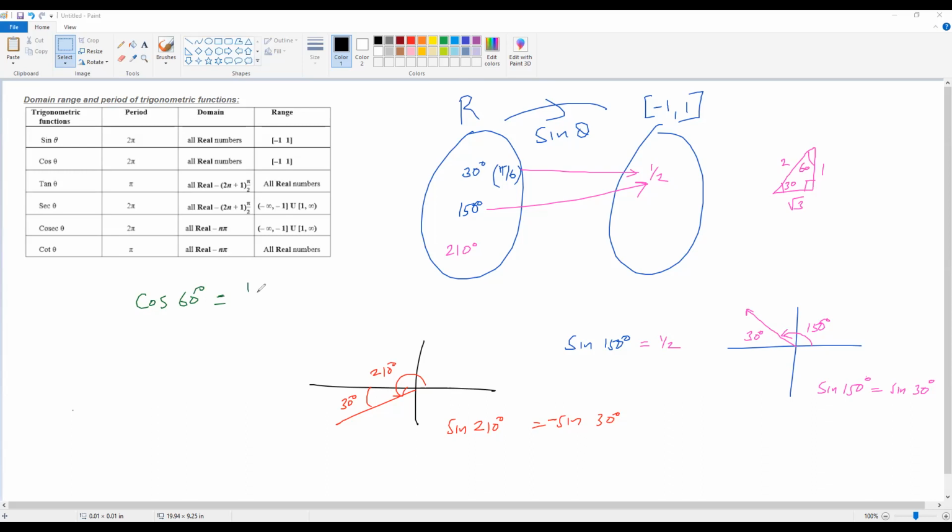Sin 45 is 1 by root 2. Cos 45 is 1 by root 2, the same. And tan 45 is 1. Cot 45 is 1. Sec 45, sir is asking sec 45. Root 2.